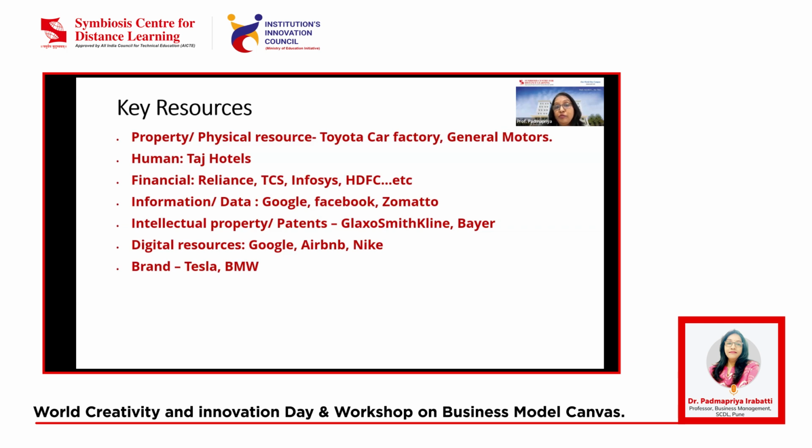Then intellectual properties, patents. Companies like GlaxoSmithKline and Bayer have intellectual property as their key resource. Then companies like Google, Airbnb, Nike have digital resources as their key resource. Tesla and BMW have the brand name itself as their key resource. So these are different resources, and some organizations identify them as key resources because they are very strong in their connection.